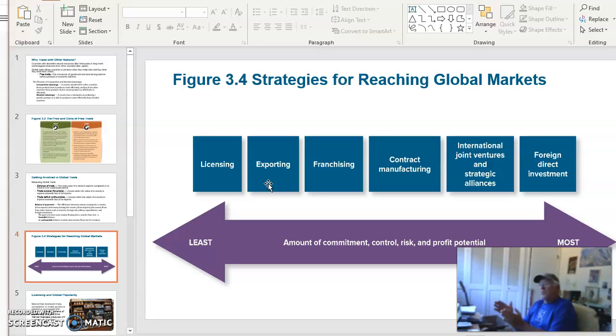And as we move towards the right side of the spectrum, the most involvement would be foreign direct investment, where you actually buy a factory. So this is my factory in the foreign country, and that's where you're getting a lot of profit from your production, obviously. Makes sense.